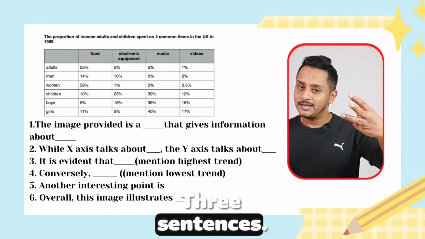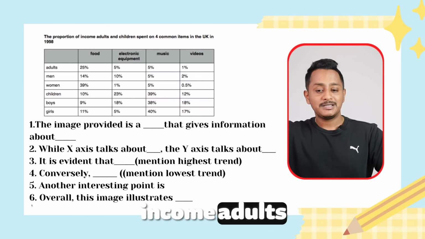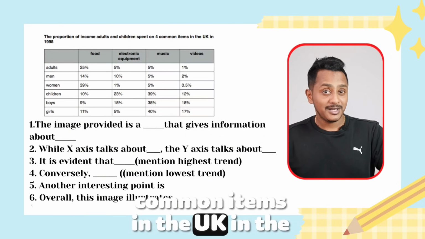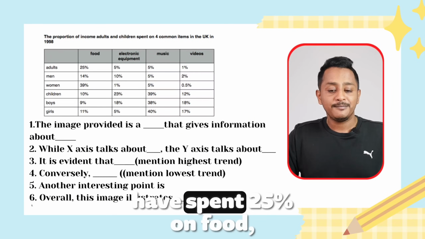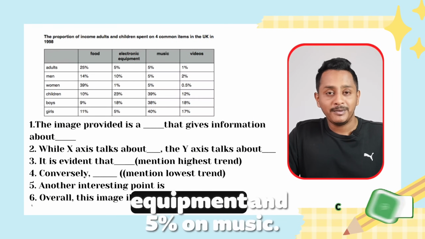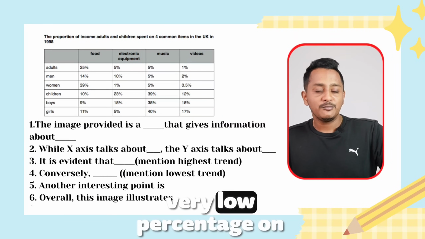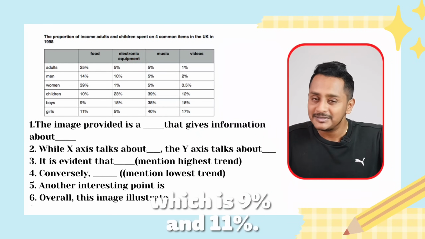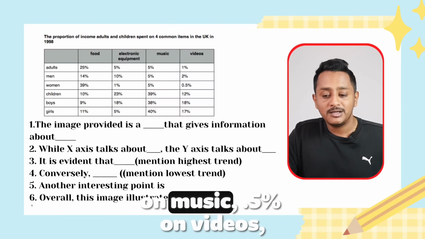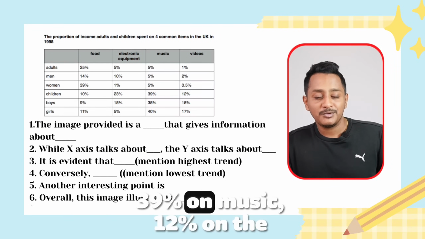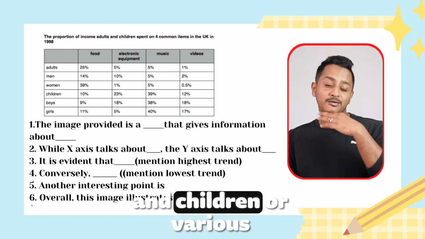3 sentences. Okay, the image provided is a table that gives information about the proportion of income adults and children spent on 4 common items in the UK in the year 1998. It is evident that adults have spent 25% on food, 5% on electronic equipment and 5% on music. Conversely, boys and girls have spent very low percentage on food, which is 9% and 11%. Another interesting point is that women and children have spent 5% on music, 0.5% on videos, 39% on music, 12% on the videos. Overall, this image illustrates the proportion of income adults and children on various categories.